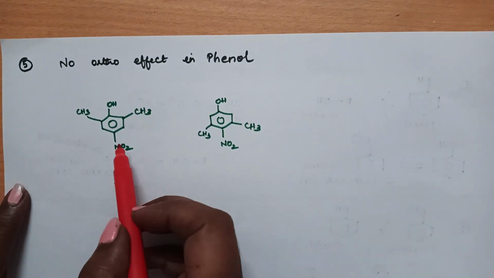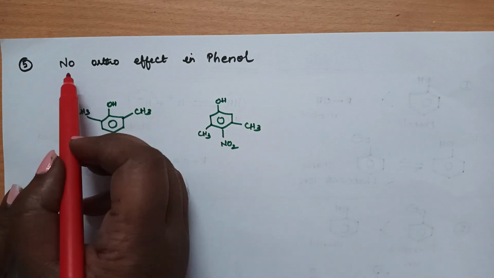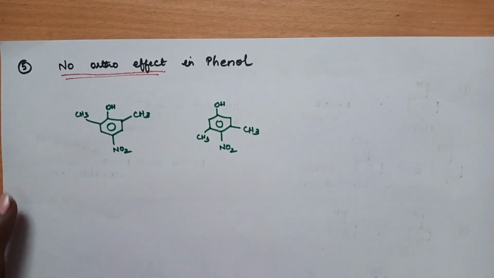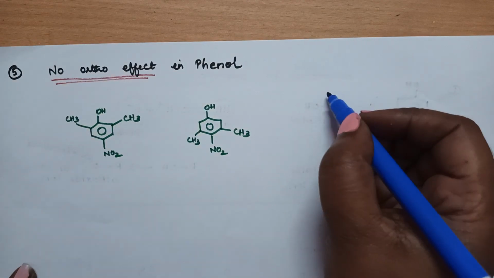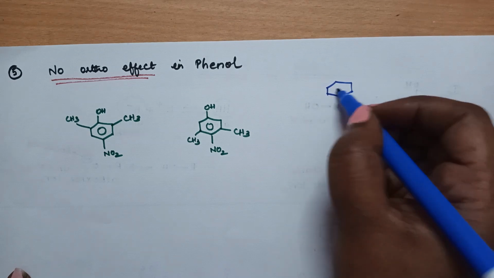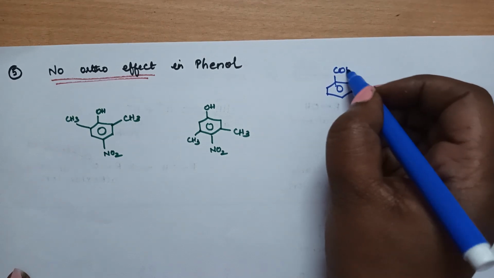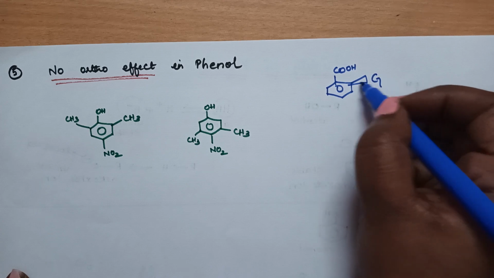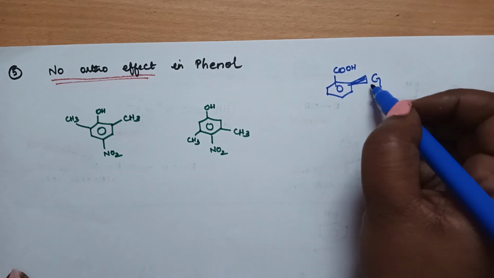So students, we will take these two structures. Here there is no ortho effect in phenol. Already in the last class I taught you ortho effect in acids. Usually ortho effect is seen, that is, if a group is present at the ortho position. For example, we'll take acid COOH. If a group is present at the ortho position, so this is the group at the ortho position.